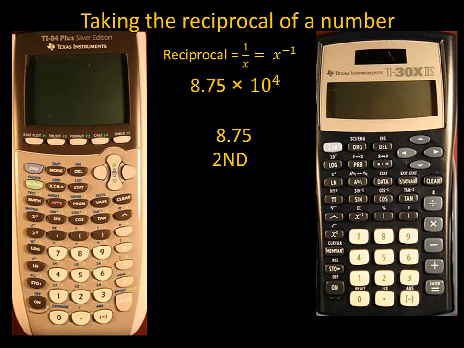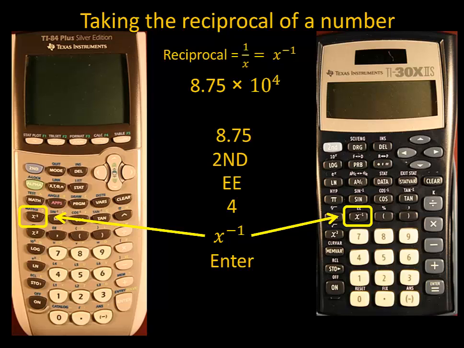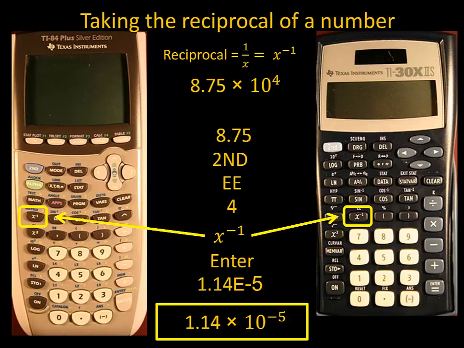8.75, second, EE4. Now we hit the x to the minus 1 key on the calculator, which on the TI-83 or 84 is there. On the TI-30 it's right there. Now we hit the enter key. The result in the notation used by the TI-83 and 84 is 1.14 E minus 5. But you should always write it out in actual scientific notation, at least if you want full credit. This is what the TI-30 will show, and that's the way you should write it on your homework assignments.